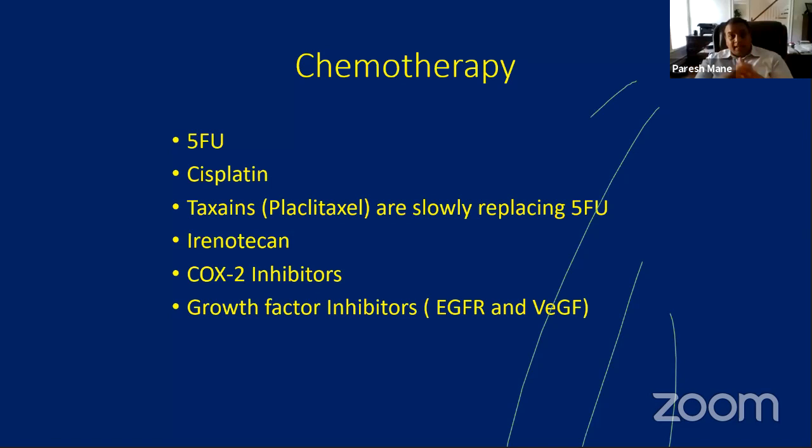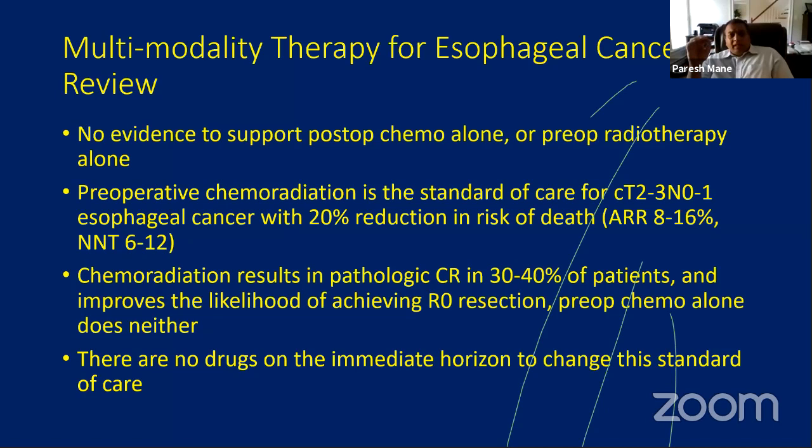Now, a few salient review points here. There is no evidence to support postoperative chemo alone or preoperative radiotherapy alone for esophagus cancer. As I mentioned, preoperative chemoradiation is a standard of care for locally advanced disease with a 20% reduction in risk of death. Chemoradiation, if done properly in good biology patients, results in complete pathologic response in about 30 to 40% of the patients. And this may or may not be seen on a PET scan.